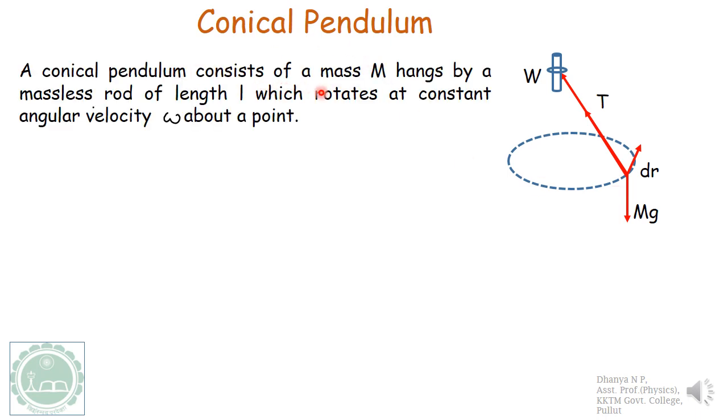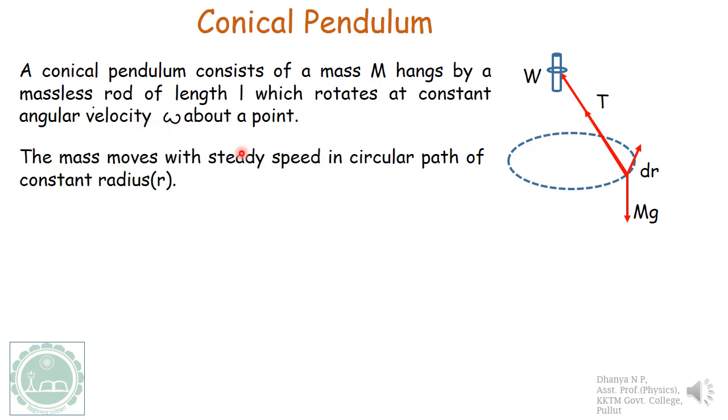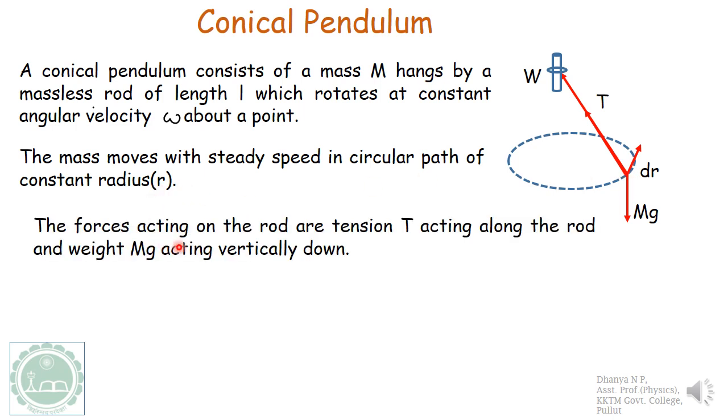A conical pendulum consists of a mass m hung by a massless rod of length L, which rotates at constant angular velocity omega about a point. The angular velocity of this rotating pendulum is assumed to be omega. The mass moves with steady speed in a circular path of constant radius r. We are considering the radius of this circular path equal to r. The forces on the rod are the tension T in the string, and the weight mg acting vertically downwards.